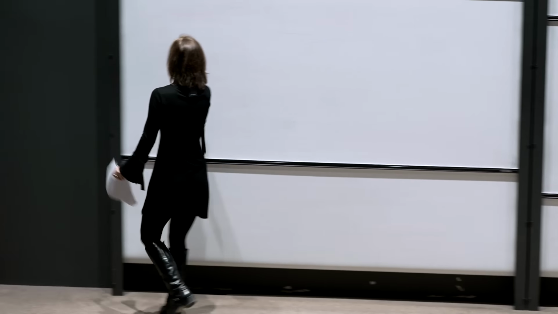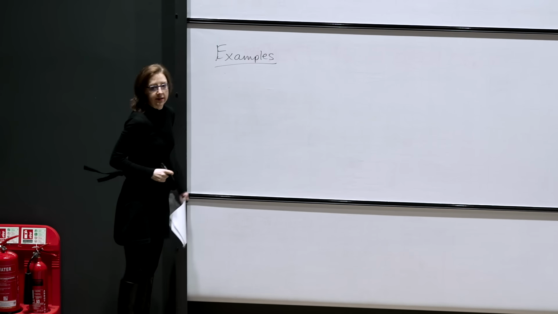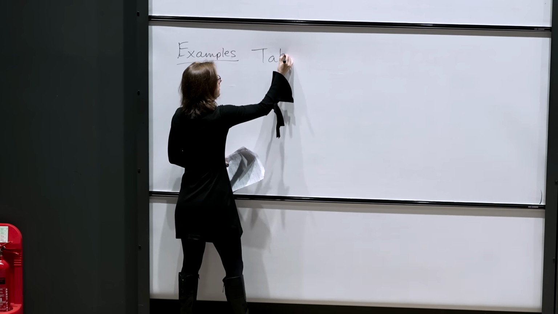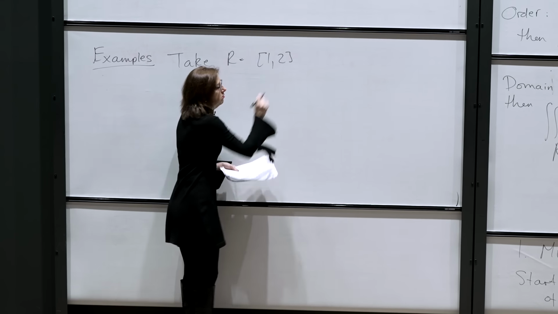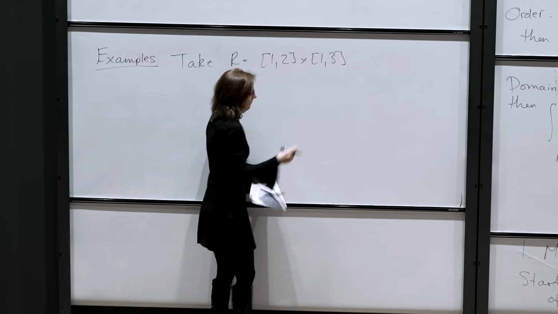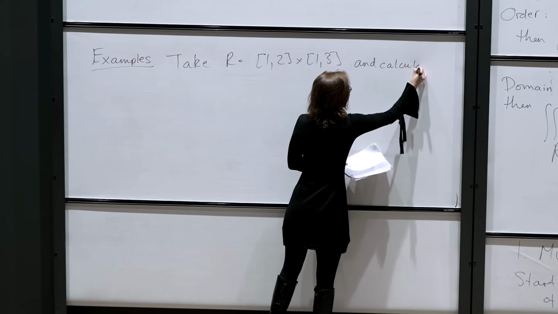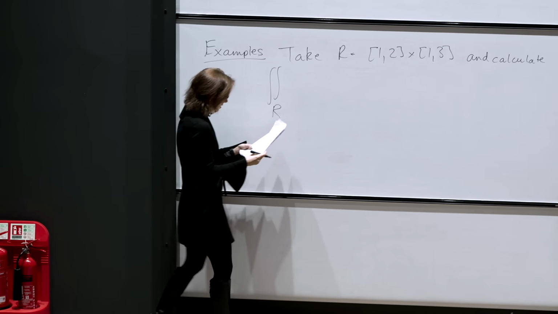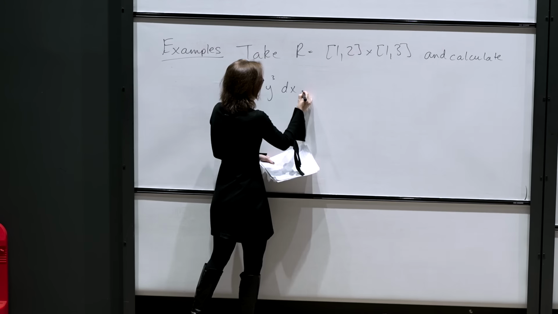Right, so it's very helpful to see examples. And so we're going to start with a nice straightforward example, which is how we integrate some function over a square or rectangular domain. So let's consider R to be the domain spanned by 1, 2 in the x direction and 1, 3 in the y. And we're going to calculate the integral over that region R of x squared y cubed dx dy.